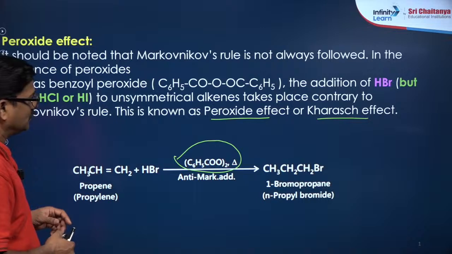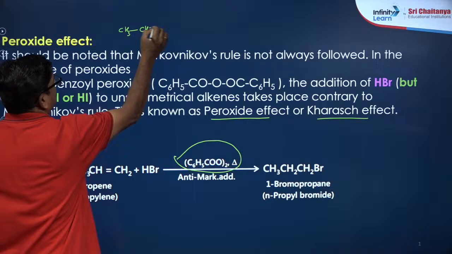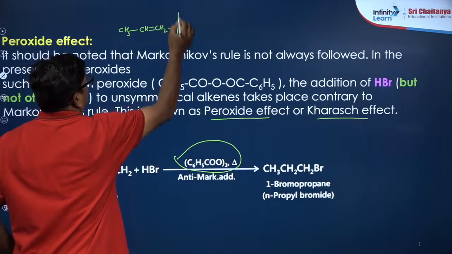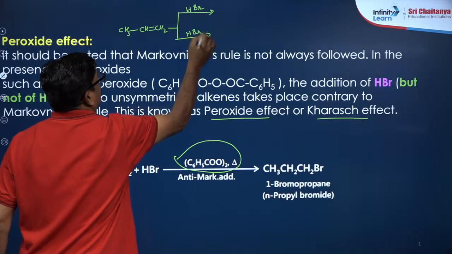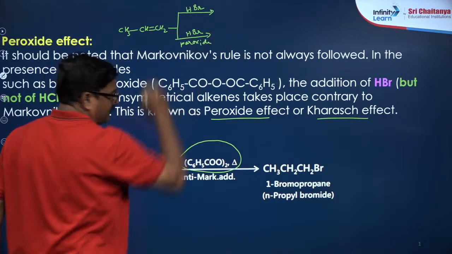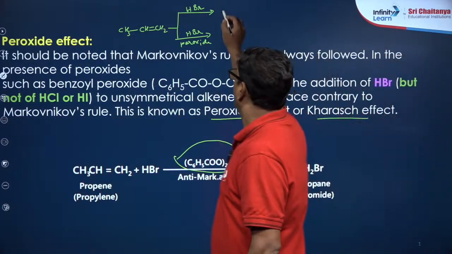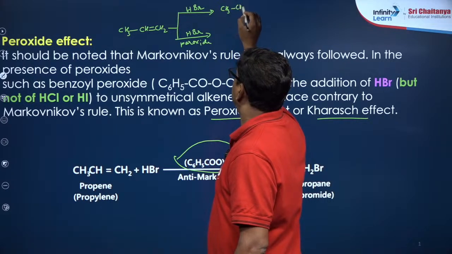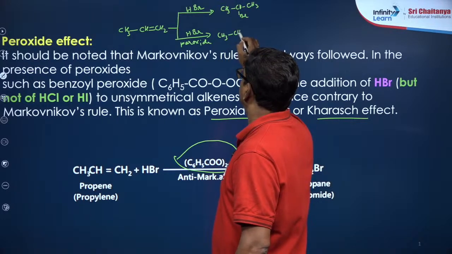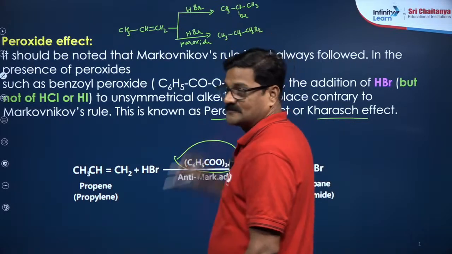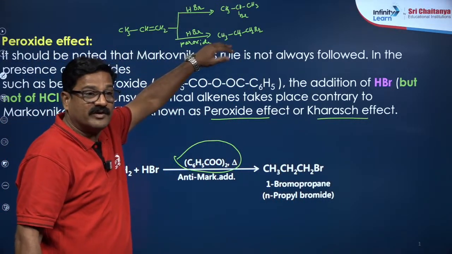Actually, you use CH3-CH=CH2 with HBr in the presence of peroxide. Now I just want to say its products and also its mechanism. You are going to see CH3-CHBr-CH3 and CH3-CH2-CH2Br. That's enough. It is a Markovnikov rule and it is anti-Markovnikov addition.